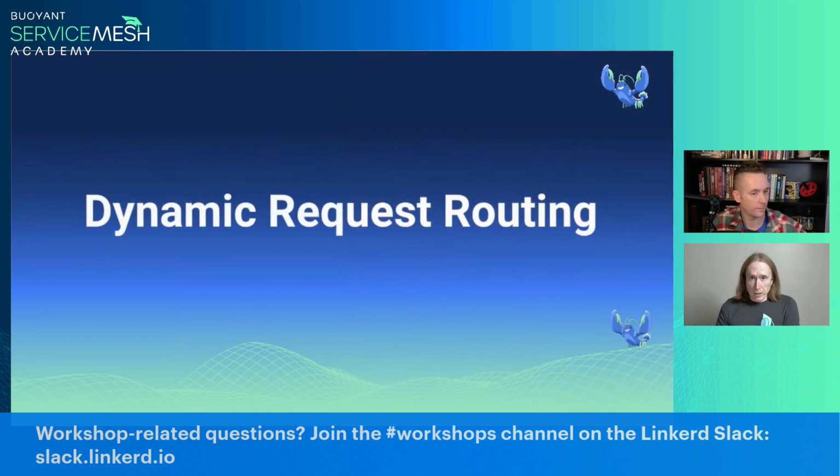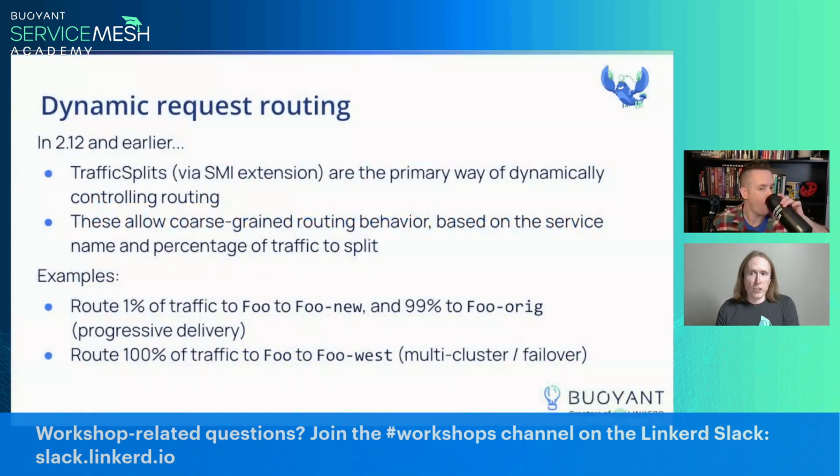So let's talk a little bit about dynamic request routing. This is a new feature in 2.13. In 2.12 and earlier, we used SMI traffic splits as the primary way of controlling routing within the mesh within Linkerd. And the traffic splits allowed pretty coarse-grained control. So you could look at something and say, right, so traffic going to this service should be split between these two other things, or traffic over here should be routed over through a mirror to another cluster. But that was about it.